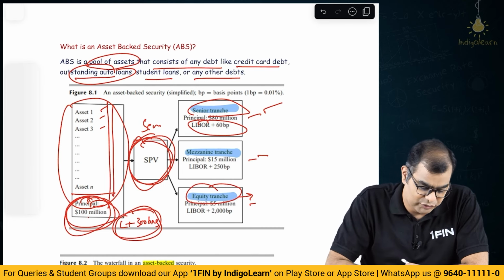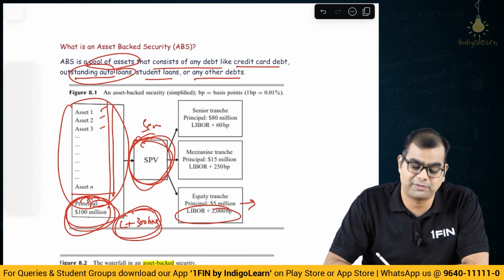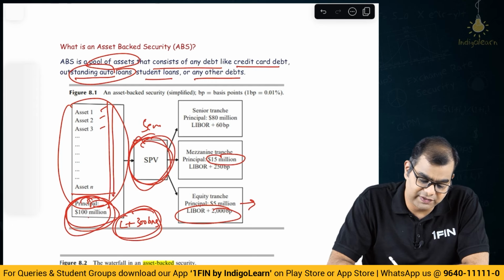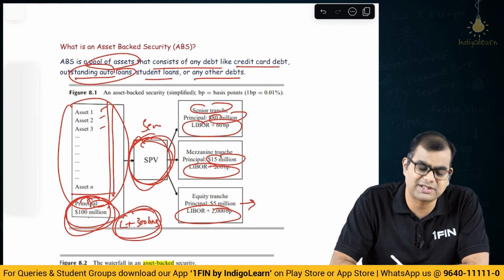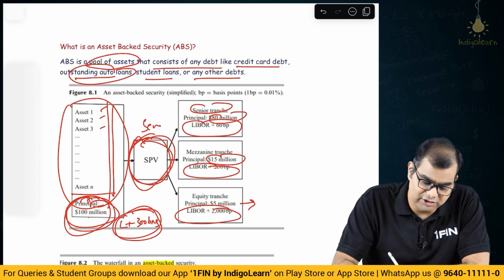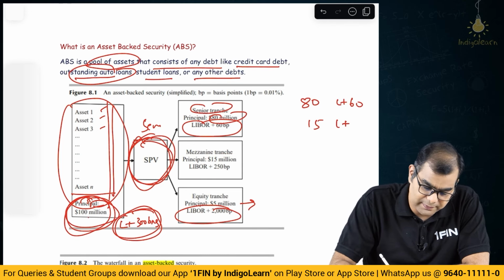Now you see, I'll clean this up. Equity tranche is only 5 million and LIBOR plus 2000 basis points. Mezzanine tranche is 15 million, LIBOR plus 250 basis points. Senior tranche is 80 million, LIBOR plus 60 basis points. What is this? You have 80 at L plus 60. You have 15 at L plus how much? 250. L plus 250. You have 5 at L plus 2000.